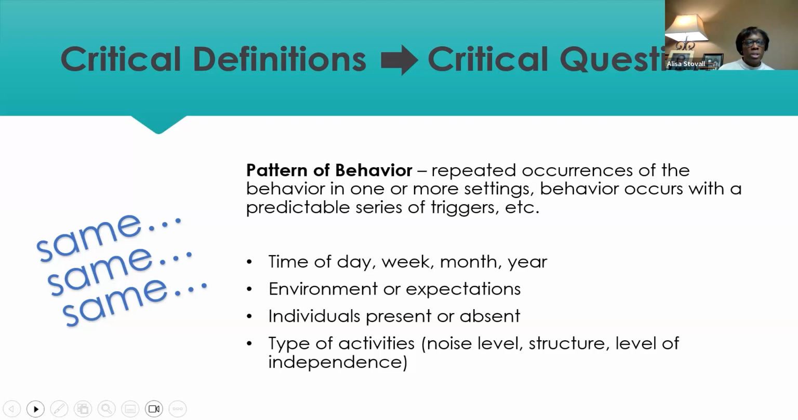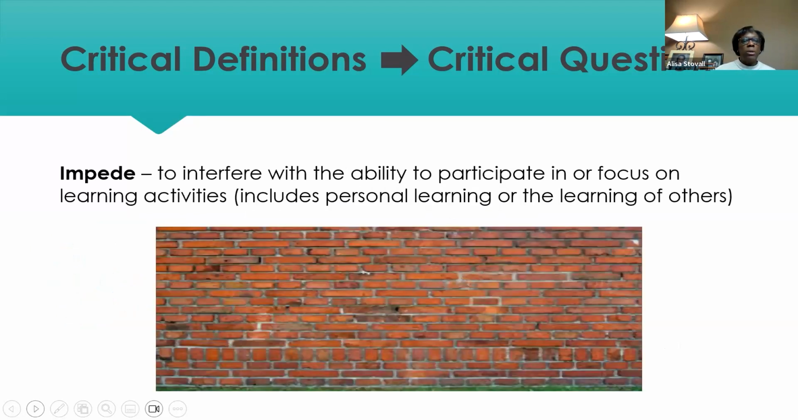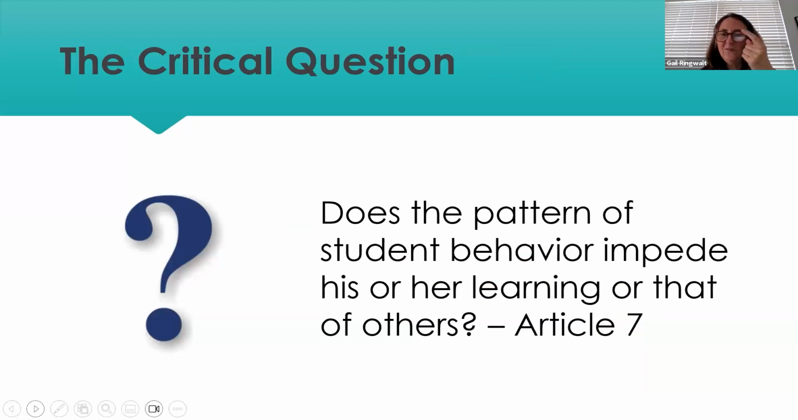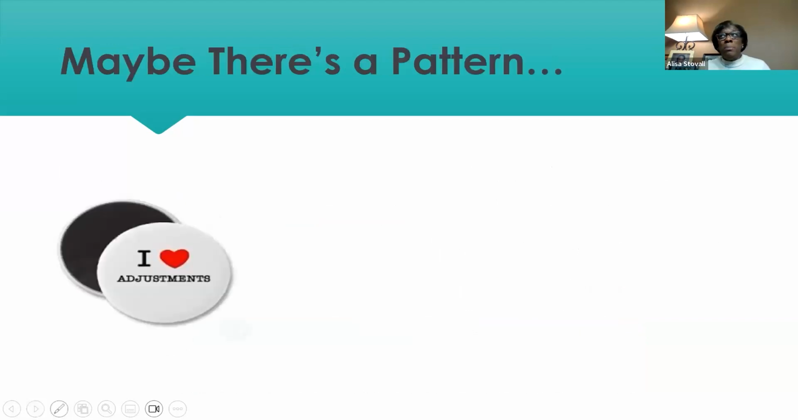Okay. The second part of the definition is about impeding learning, the learning of that student or other students. And so it turns into a question that actually is a part of Article 7. The critical question from Article 7 is, does the pattern of student behavior impede his or her learning or that of others? That's a pretty full statement. It could be that maybe not, we're not sure. Some things are going to be quite clear.